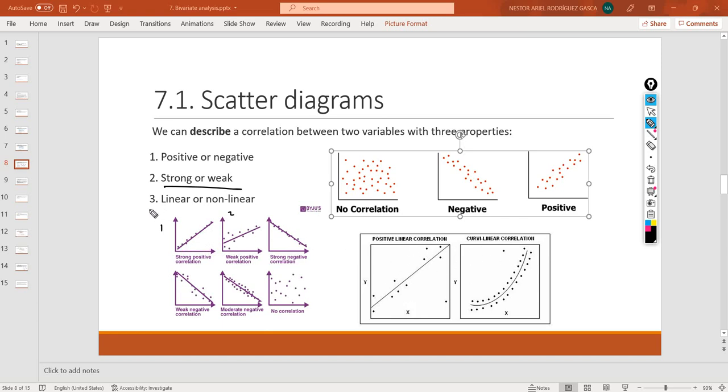And now for linear or nonlinear. For linear correlation, the points lie close to a straight line, and for nonlinear, which is this case, the points basically follow the path of something that is not a straight line, such as this, right? A parabola or something else.